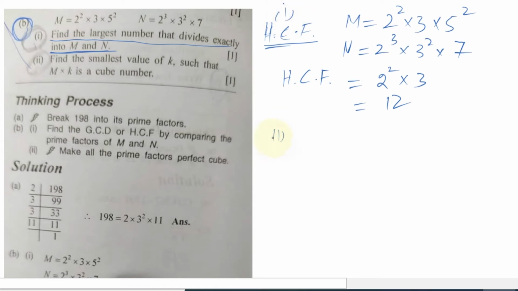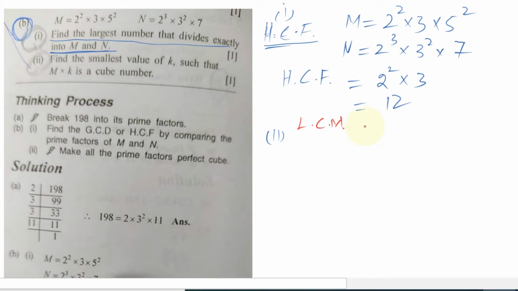Second part, I'm just telling you the concept of LCM. For LCM, in case of common numbers, you take the highest power, and the numbers that are not common come as they are. If we were asked to find LCM, the question would be like, find the smallest possible number which is divisible by both m and n. So LCM, least common multiple.